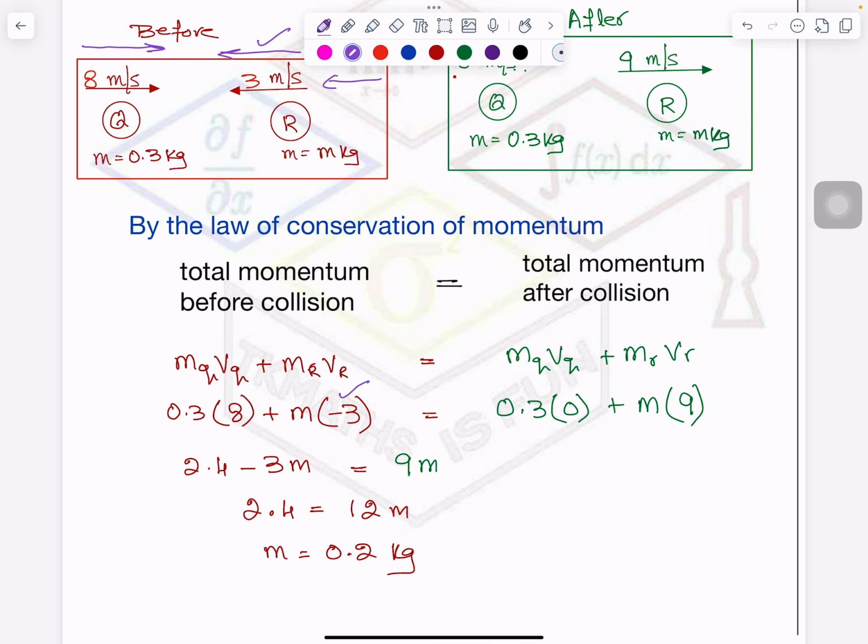So I hope you understood this question. Like I said, it was basically to develop the basic understanding of the application of momentum.